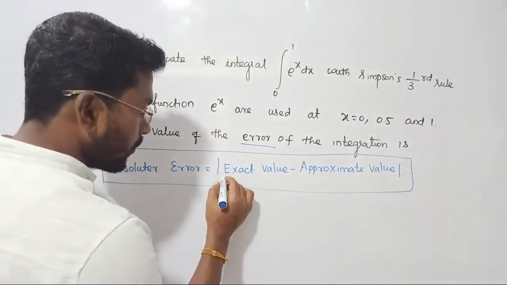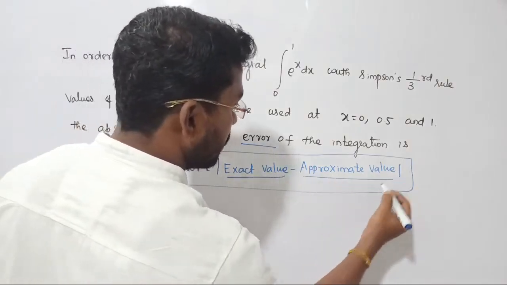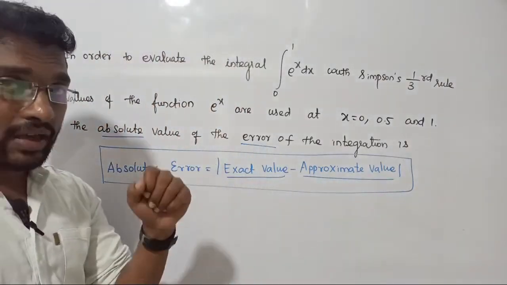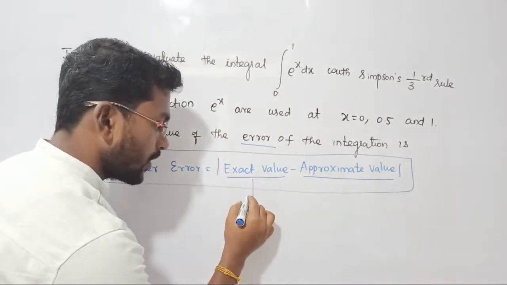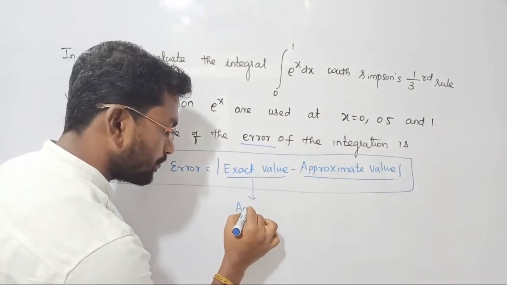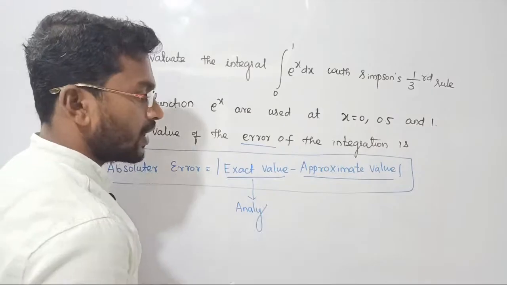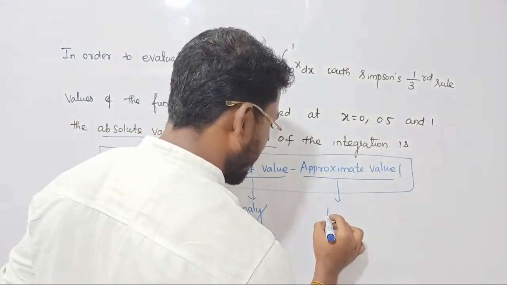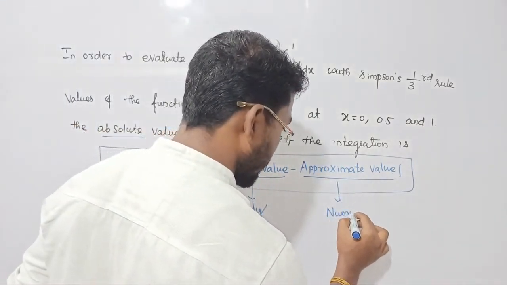Now how do I bring the answer for this one? I am in need of two values here. One is the exact value, another one is the approximate value. Where will you calculate the exact value? Exact value we will calculate in the analytical method. Exactly, that is correct. And the approximate value we are calculating in numerical methods. That is also correct.